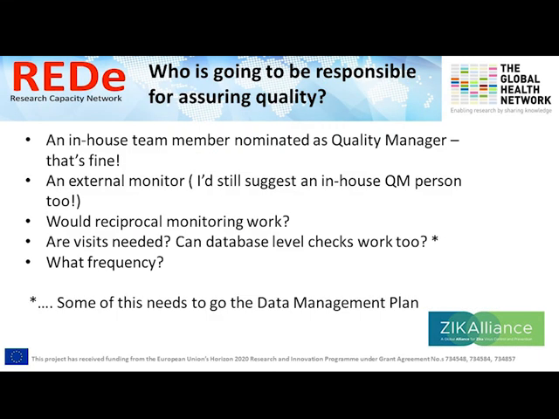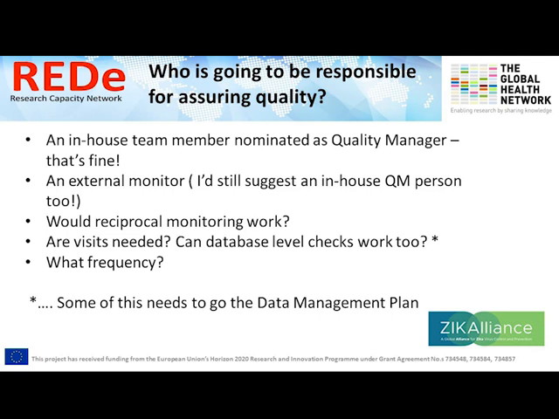So who is going to be the lucky person responsible for assuring quality of your study? Your in-house quality manager is absolutely fine. That works really well because they understand the study and they're part of the team. It might be that you have an external monitor appointed, and that is obviously truly excellent, and they'll come in and they'll help you. And a monitor should be, again, seen as part of the team and not like a policeman that's coming in, but somebody that is sympathetic, supportive, coaching and helping.